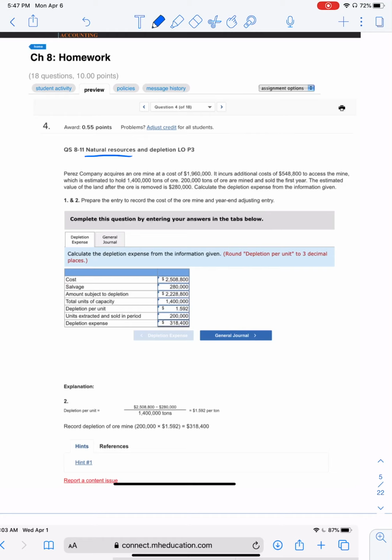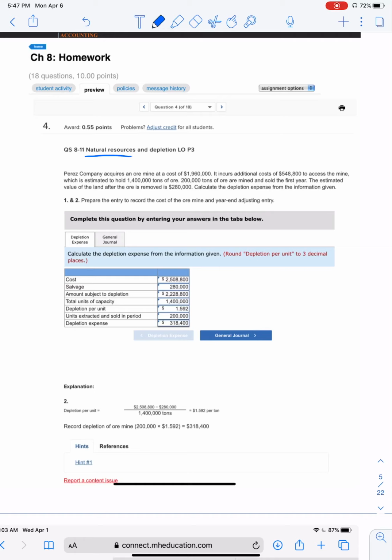So what I'm telling you here is if I were to ask you a question on an exam that says something like, what is the primary difference between depreciation and depletion? Well, the answer, of course, is that depreciation is for those long-lived assets, whereas depletion is for those natural resources. So I want to make sure we have a good understanding of the terminology that we're going to be seeing in this chapter.